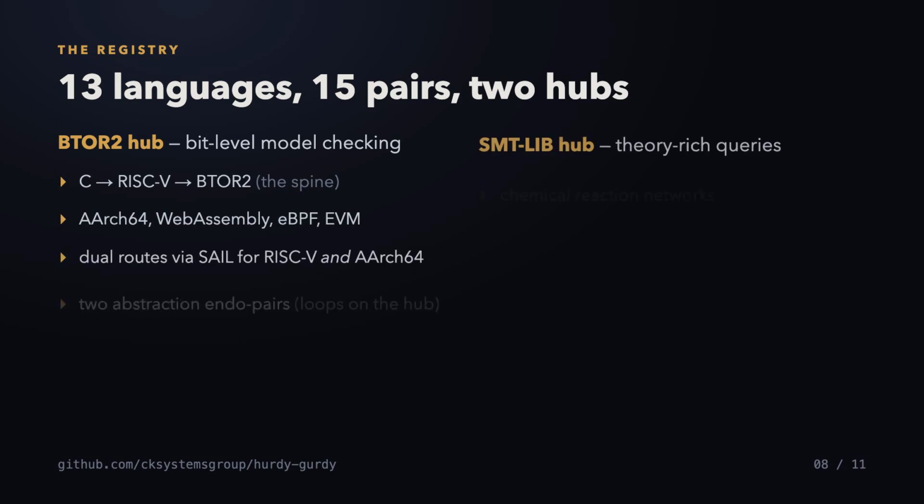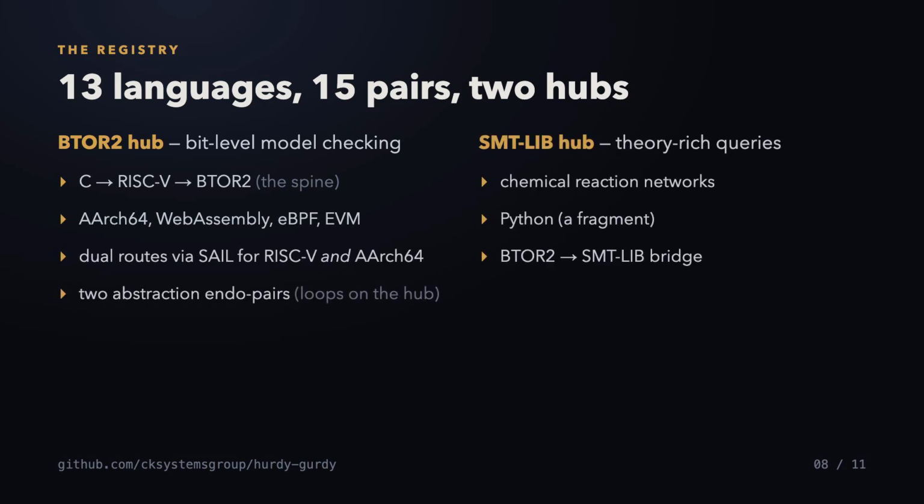The example spine sits inside the registry: 13 languages and 15 pairs, organized around two reasoning hubs. Two of the pairs are abstractions that loop on the Beta 2 hub itself. Beta 2, for bit-level model checking, is reached by C through RISC-V and by front ends for the 64-bit ARM architecture, WebAssembly, eBPF and the Ethereum virtual machine. SMT-LIB, the theory-rich hub, is reached by chemical reaction networks and by a Python fragment, and a bridge connects the two hubs.